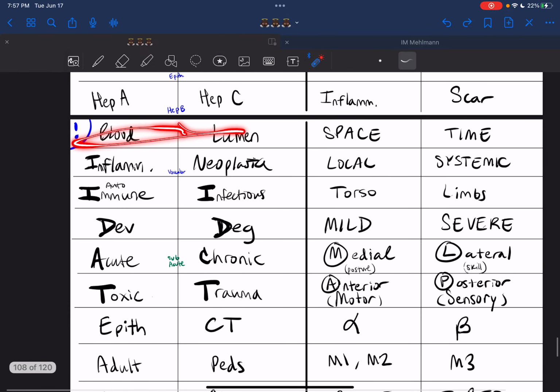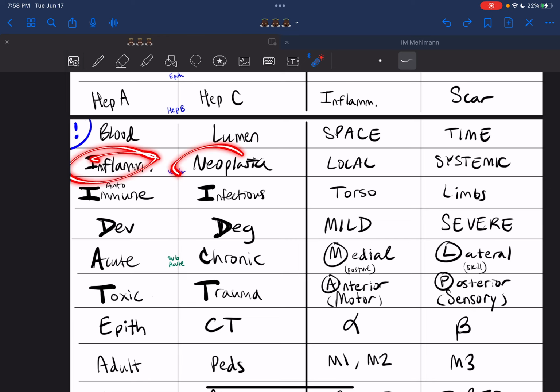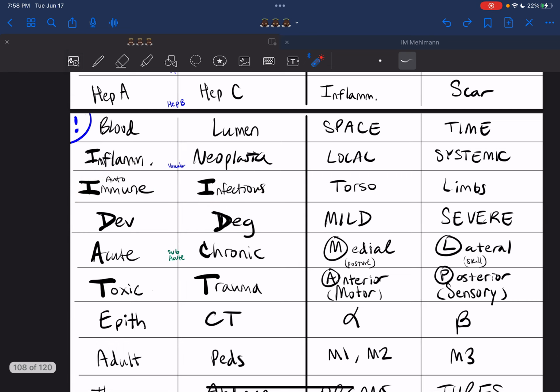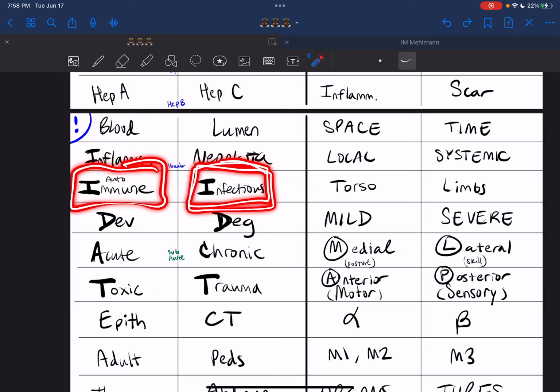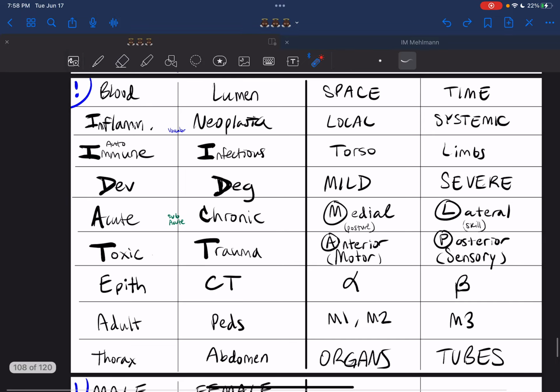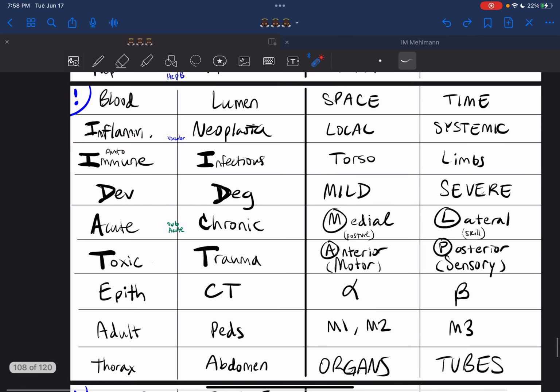Blood versus lumen, I already said this. Inflammation versus neoplasia, the two main types of disease. Autoimmune versus infectious. Inflammation from within versus inflammation from without. You're hurting yourself versus a microbe is infecting you and hurting you and causing the inflammation, versus your own body is causing inflammation.